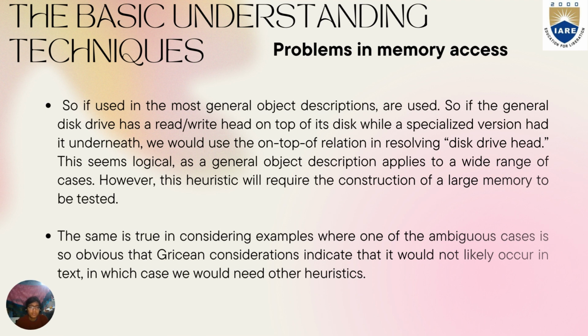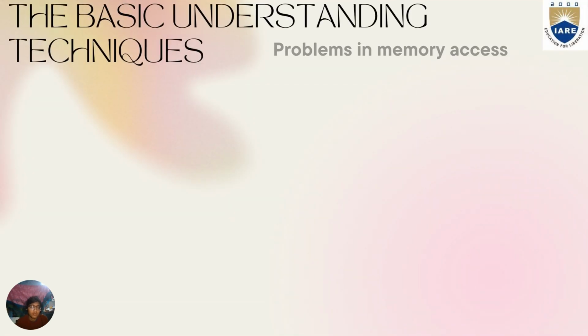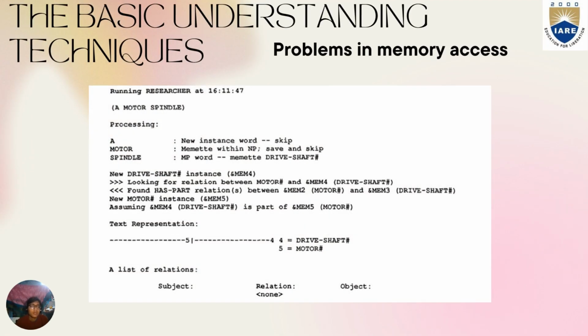The same is true in considering examples where one of the ambiguous cases is so obvious that Bayesian consideration indicates that it would not be likely to occur in text, in which case we would need other heuristics. This figure is a machine implementation of what I just read.